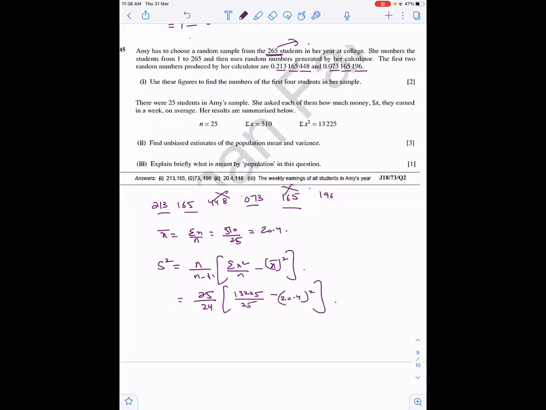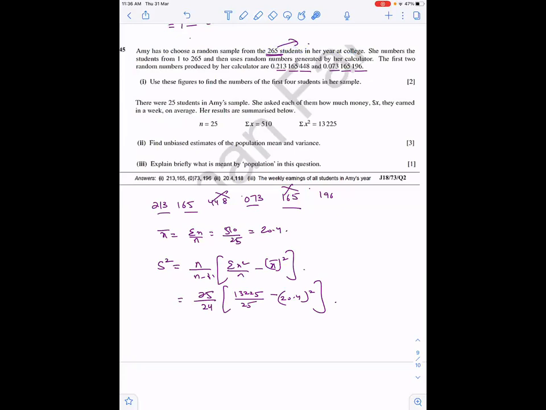Okay. Then they're saying explain briefly what is meant by population in this question. The number of students in her year at the college. Okay, the population in this question means the number of students in her college, the total number of students in her college that year.